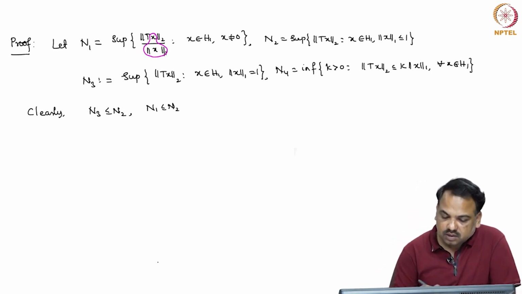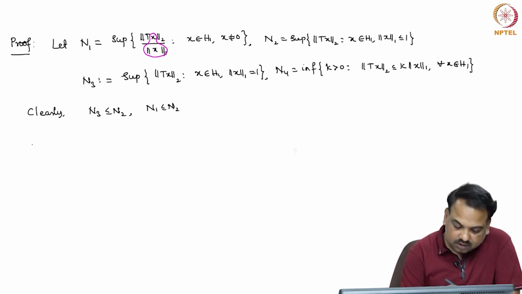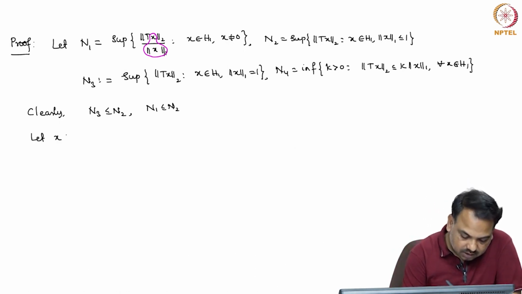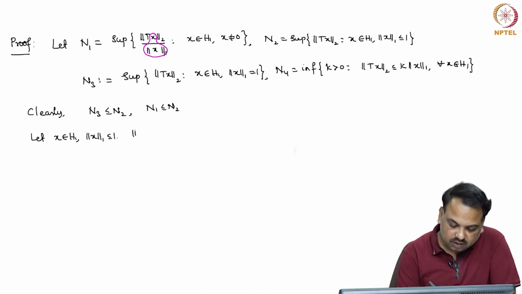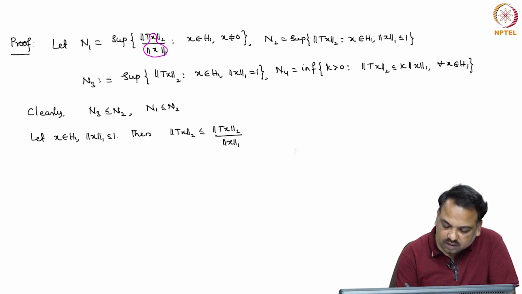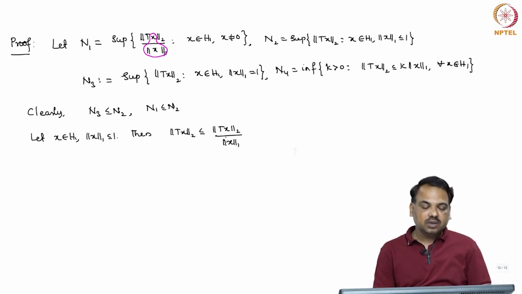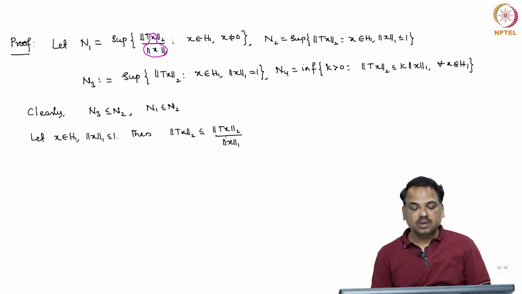Now, let us look at this. We want to prove that n2 is less than or equal to n1. So, let us take x in H1 with norm of x less than or equal to 1. Then we look at norm Tx. So, that is less than or equal to norm Tx by norm x, because norm x is less than or equal to 1, so 1 by that will be bigger than or equal to 1.